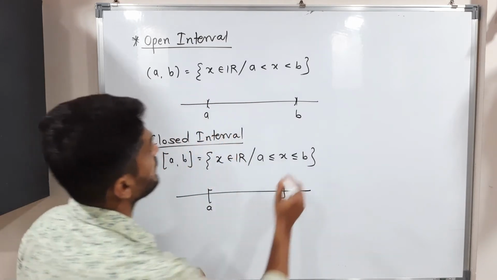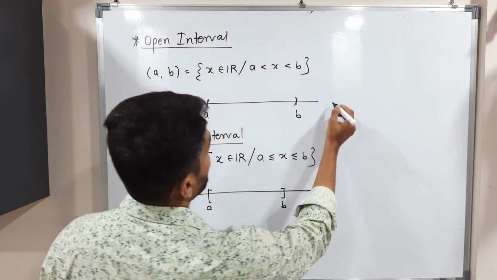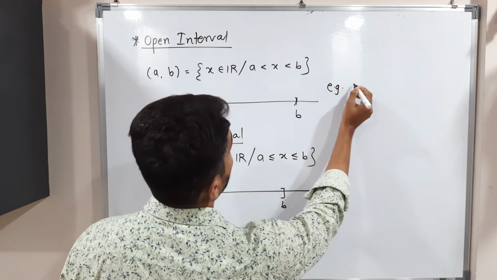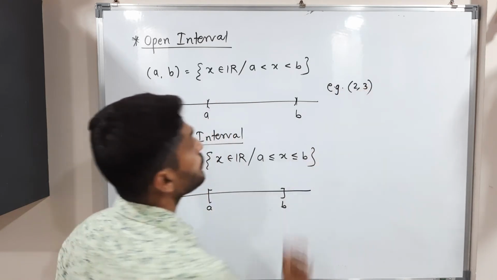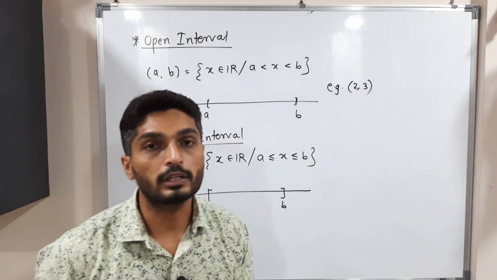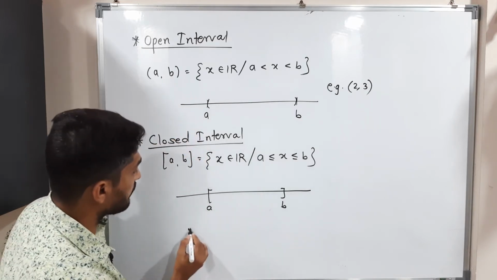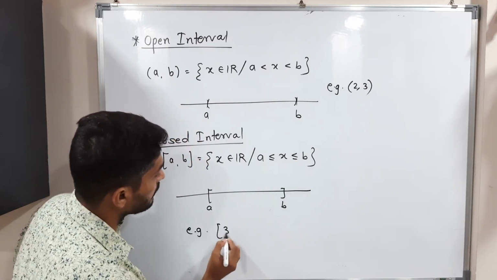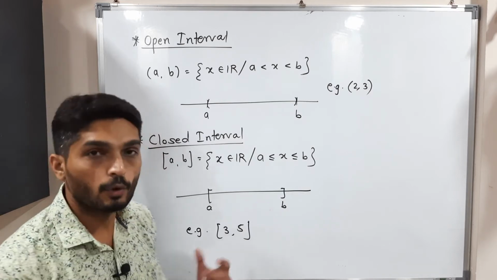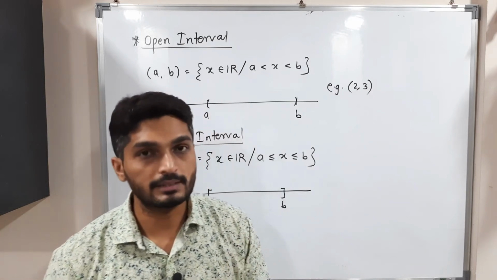Here I can give one example: the open interval (2, 3). That means the points 2 and 3 are not included here. Another example is the closed interval [3, 5]. That means all points between 3 and 5, as well as 3 and 5.